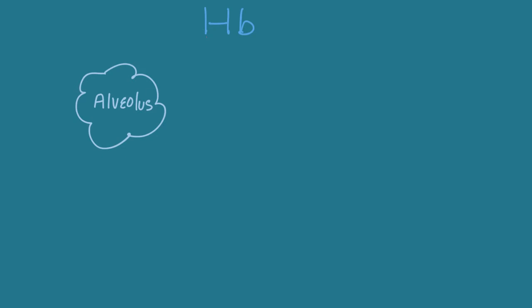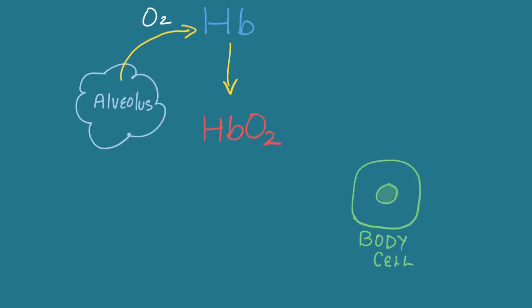Let's take a look at the role of hemoglobin in transport. Hemoglobin is blue. When oxygen leaves the alveolus, it binds to hemoglobin and becomes oxyhemoglobin. Oxyhemoglobin is red. This is why oxygenated blood vessels are red in color.